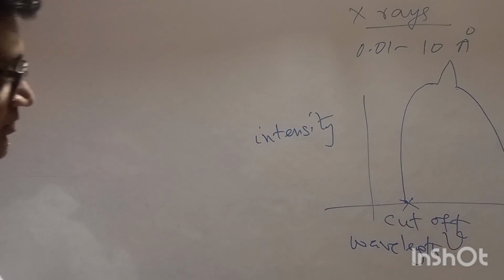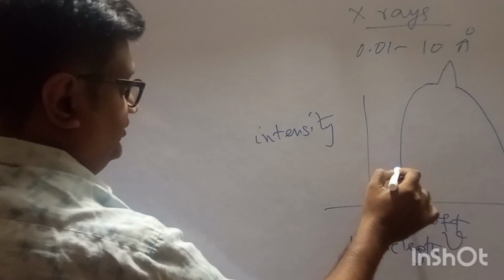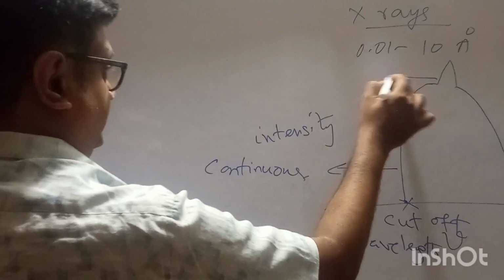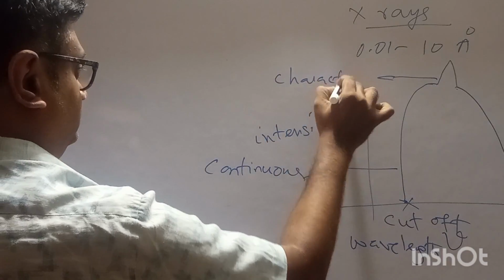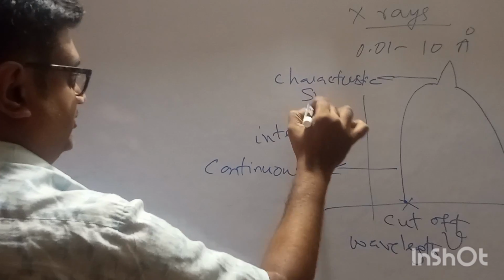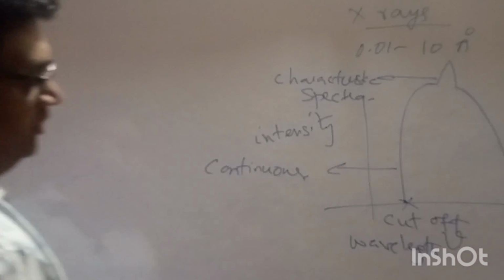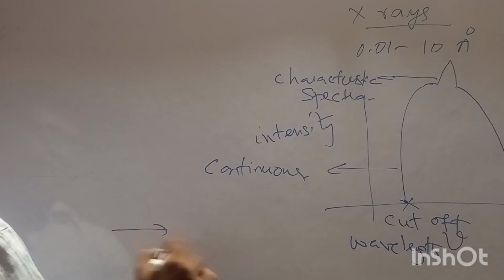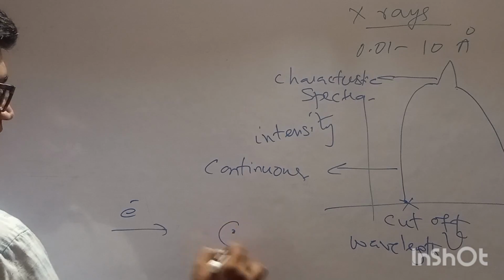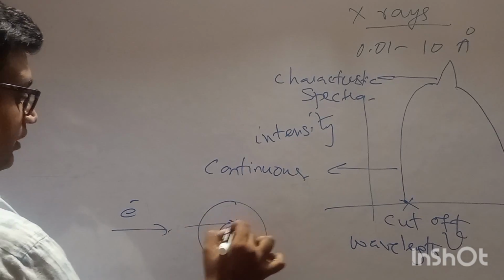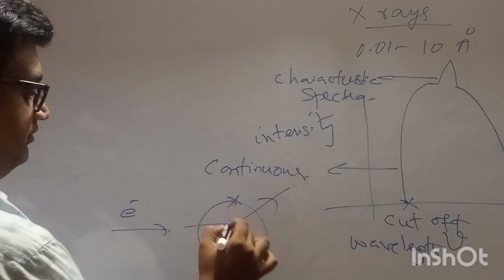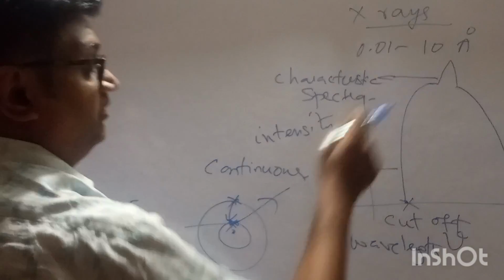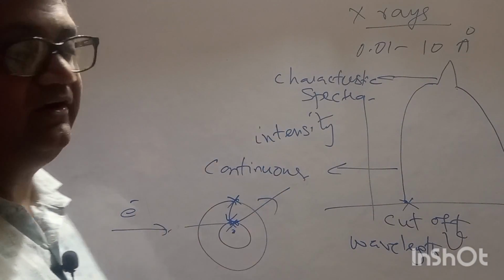Now basically what happens, this part is the continuous spectrum, and this part is the characteristic spectrum. This is the main concept behind characteristic spectrum, the concept behind X-rays. Here there will be a spike whenever an electron coming from outside hits a particular electron and knocks it off. Electrons from the higher shell will replace them, and in this process some energy will be released. This spike represents that characteristic spectra.